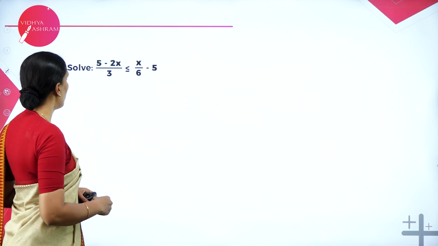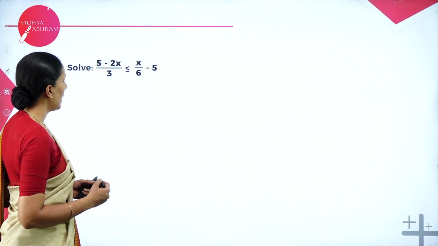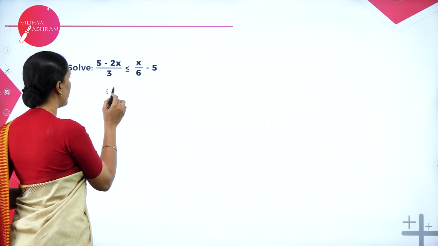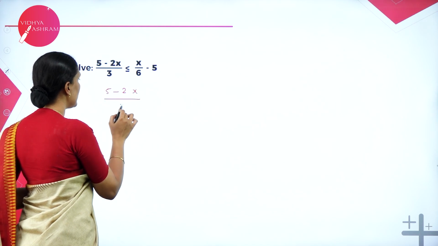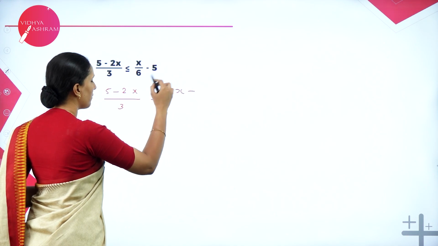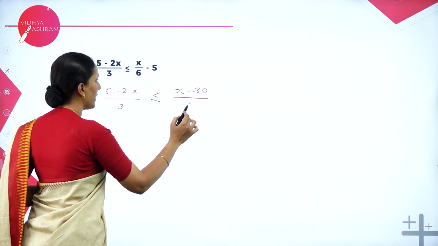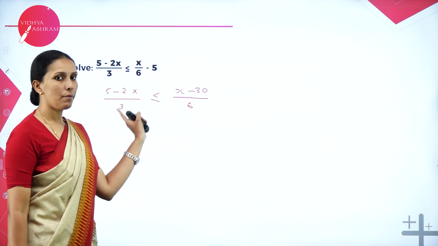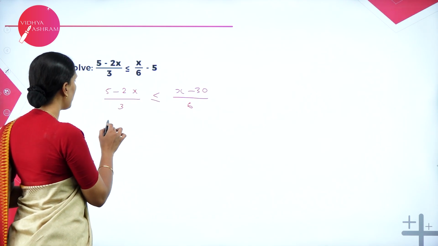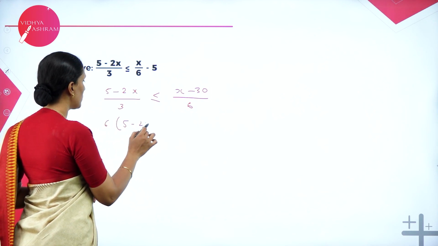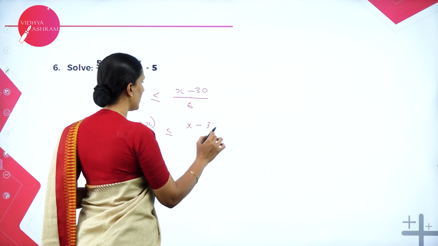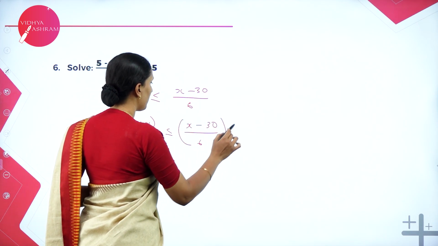Next, 5 minus 2x divided by 3 less than or equal to x divided by 6 minus 5. So let us keep the left hand side as it is. We'll simplify the right hand side. This is x minus 5 sixes are 30 divided by 6. Now let's take the LCM of 3 and 6, which is 6, and we'll multiply on both sides. So 5 minus 2x divided by 3 less than or equal to x minus 30 by 6, multiplied by 6.